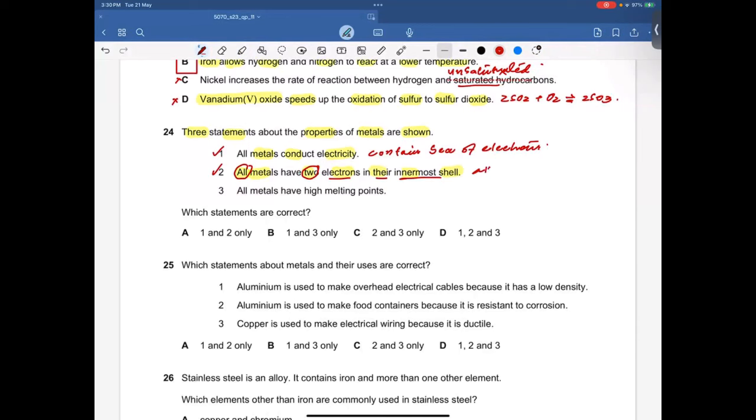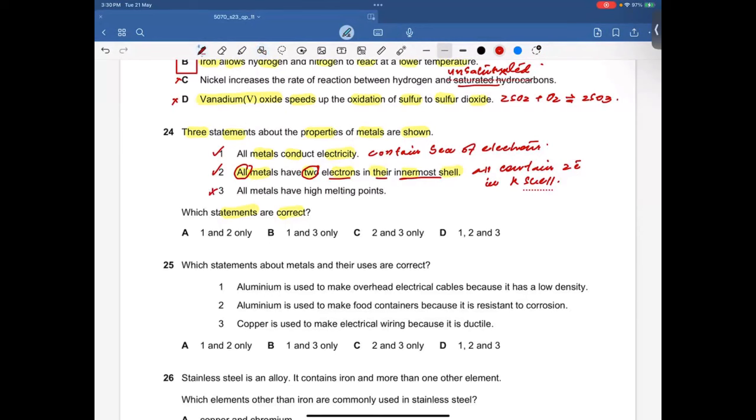All contain two electrons in the K shell. And which was the first shell, right? All metals have high melting point. Also, it's correct. Which statements are correct? Only 1, 2, and 3. Is there any option given in the scenario? All metals have high melting point. Oh, yes. It could be.